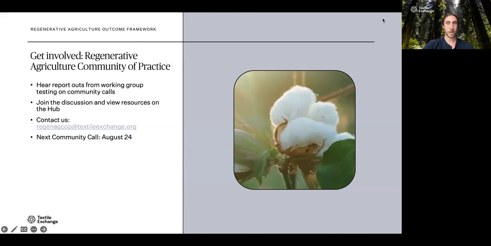As mentioned by Hannah and Anna, there's going to be targeted testing of the framework through the cotton and animal fiber roundtable working groups. Those groups will share report outs on their progress and lessons learned during our upcoming Community of Practice meetings. Those meetings occur bi-monthly, and we included the Community of Practice email address here.